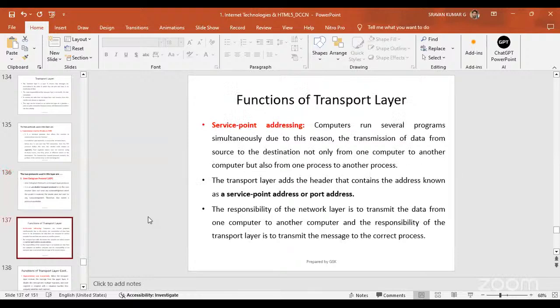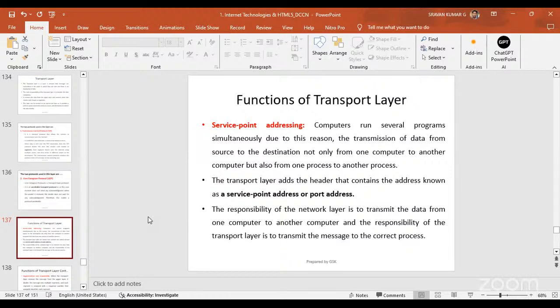Then the functions of the transport layer: service point addressing. Computers run several programs simultaneously. Due to this reason, the transmission of data from source to destination is not only from one computer to another computer, but also from one process to another process.